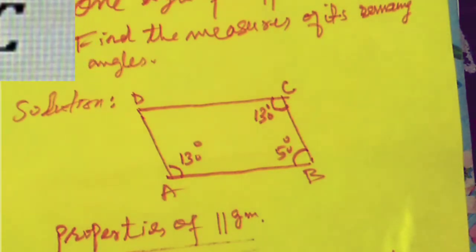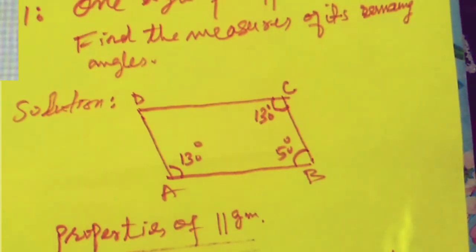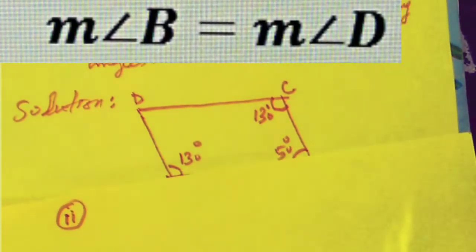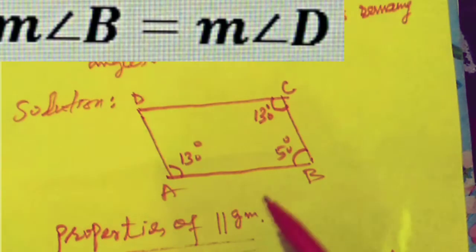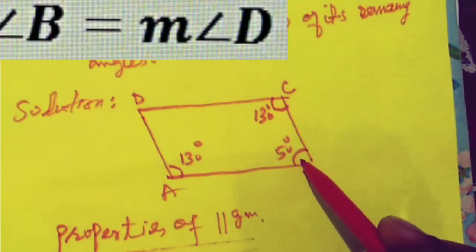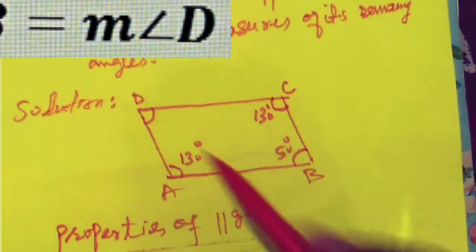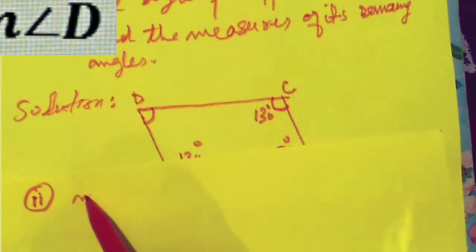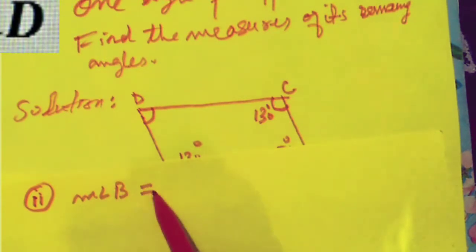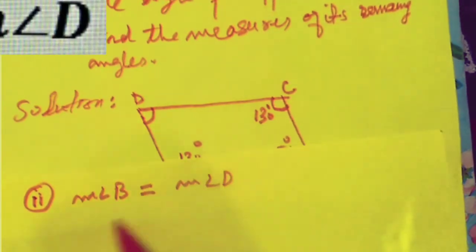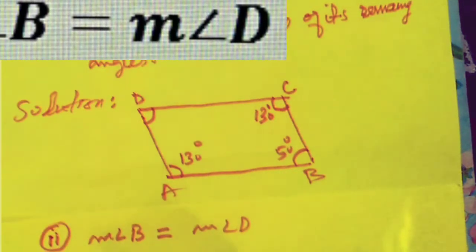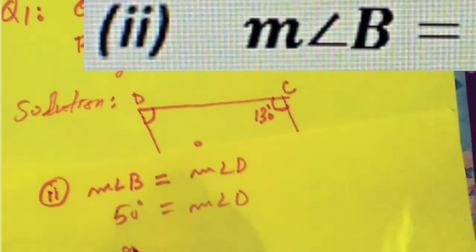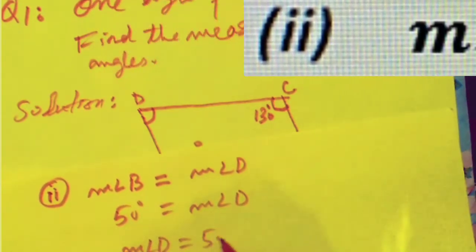After that, angle B, its opposite angle is angle D. Measure angle B is equal to measure angle D. The value of angle B is 50 degree. So the angle D is equal to 50 degree.